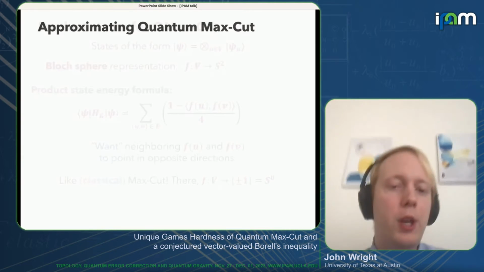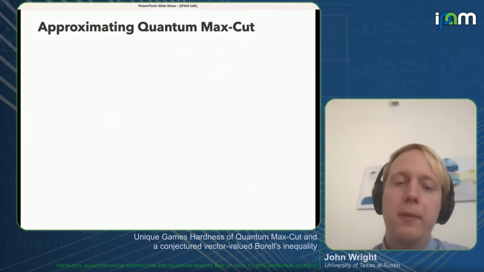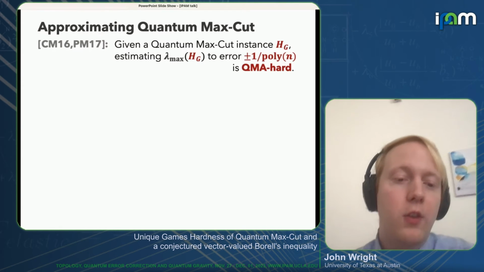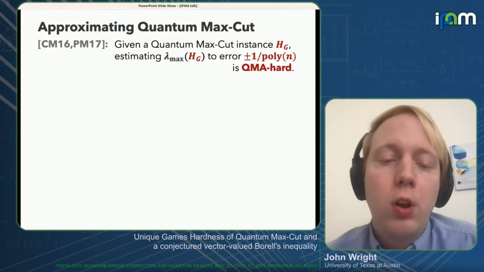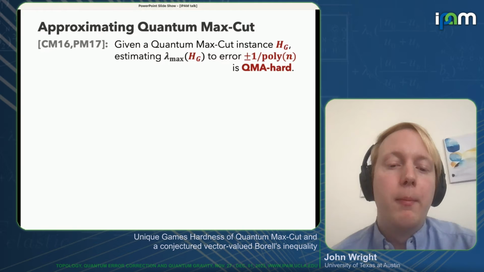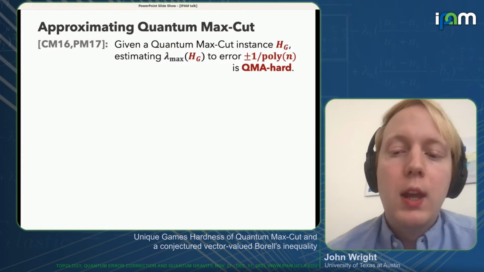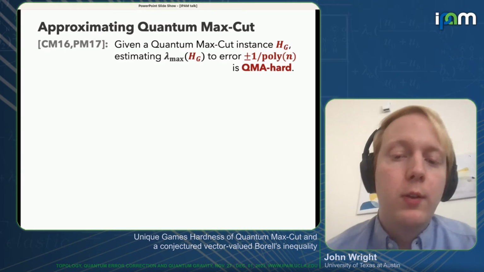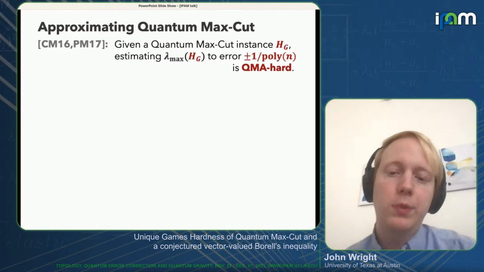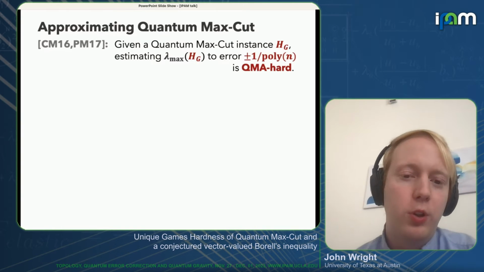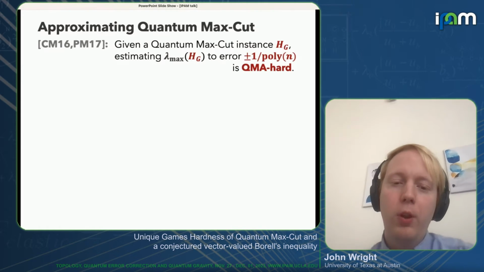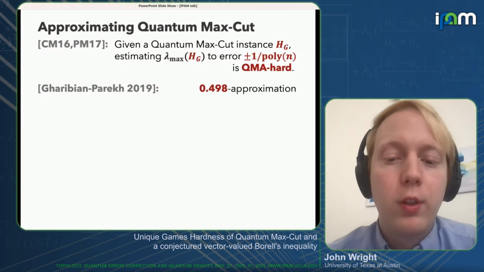All right, so what do we now know about approximating quantum max cut? The first thing we know is due to Cubitt and Montanaro and Piddock-Montanaro. They showed that given an instance of the quantum max cut problem, estimating the maximum energy of the Hamiltonian H_G is QMA-hard, so long as you want to estimate it up to really good error, like inverse polynomial in n error. This tells us that we can't hope to exactly compute the maximum eigenvalue, and so people have instead started looking at approximation algorithms.